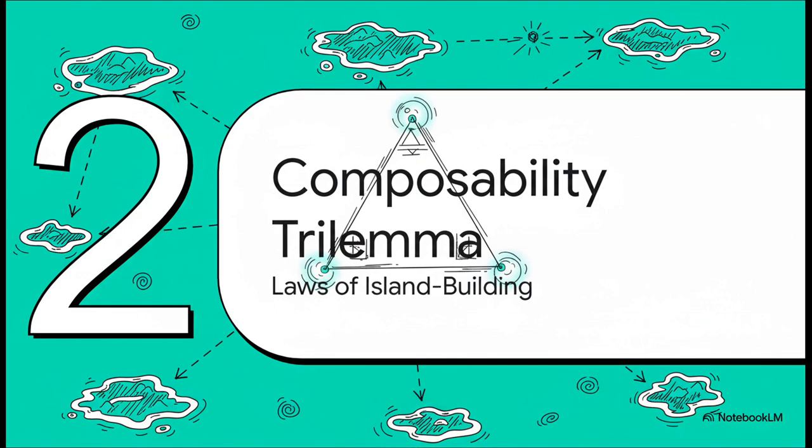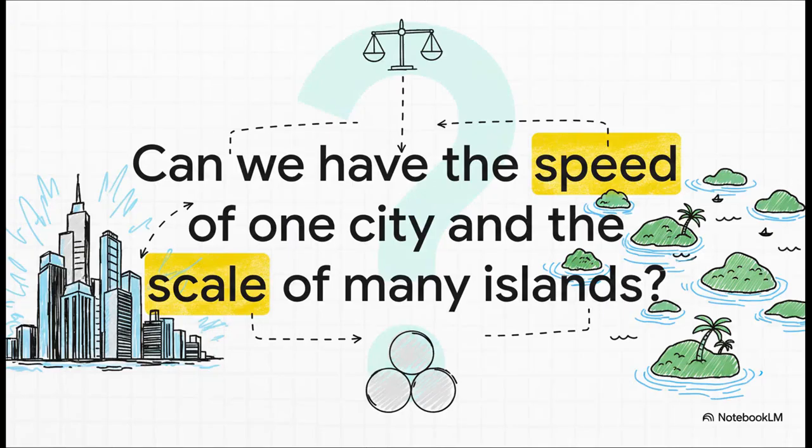Well, it turns out you can't just wave a magic wand. There are some fundamental rules, kind of like the laws of physics for blockchains, that dictate how we can connect these islands. And this is what's known as the composability trilemma. When we're trying to reconnect this whole archipelago, the big question is, can we have everything we want? Can we get the instant speed of that single city, but with the massive scale of 1,000 islands? The trilemma basically says, probably not. You're going to have to make some tough choices.